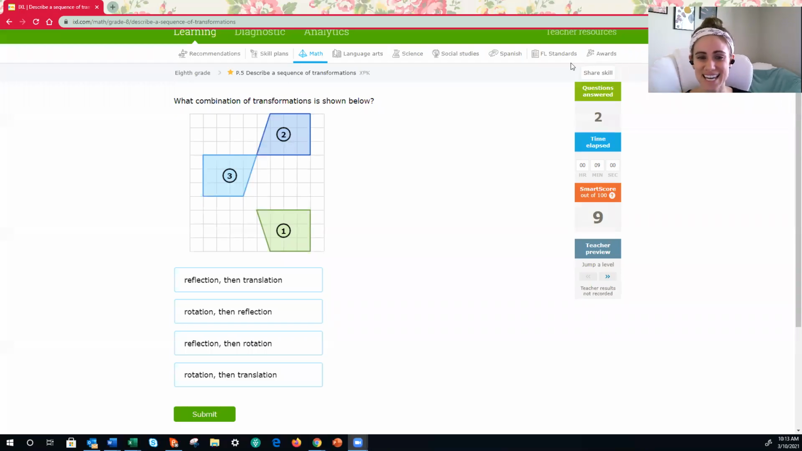Hi, everyone. We are going to be covering IXL Assignment P5, describe a sequence of transformations. And that IXL shortcut code is XPK.